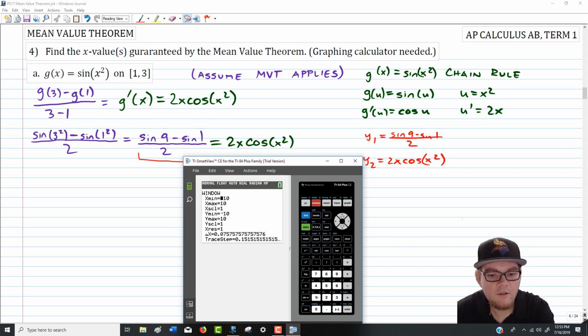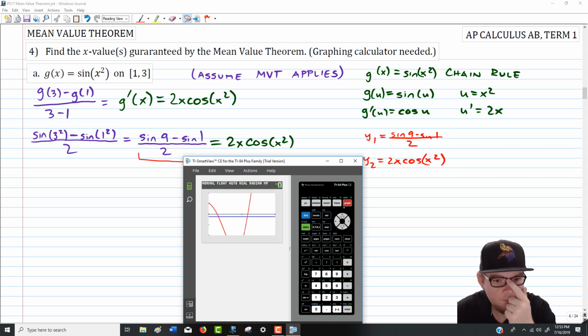I want to change my window. I want it to run from 1 to 3. And then because I saw that average rate of change was really small, close to 0 it looked like, I'm going to go from negative 2 to 2. It's just a guess. I could be wrong, but there it is. Nope, that's pretty good. Okay, so now what I see is that there are 3 places here that are crossing.